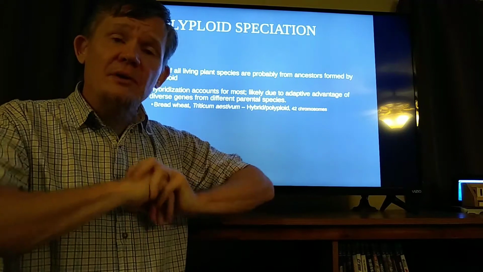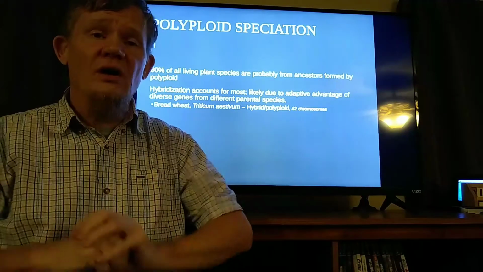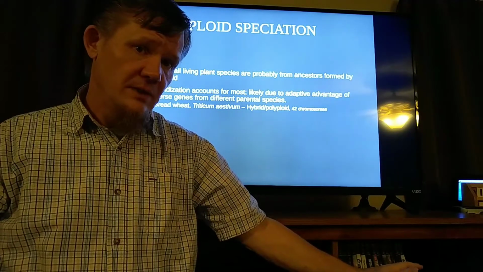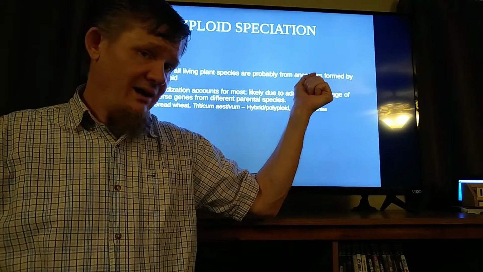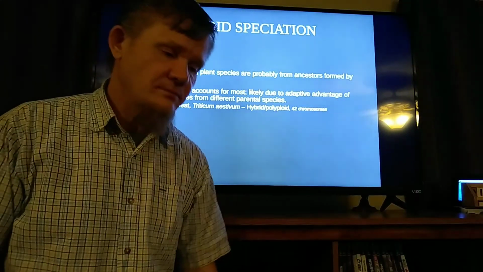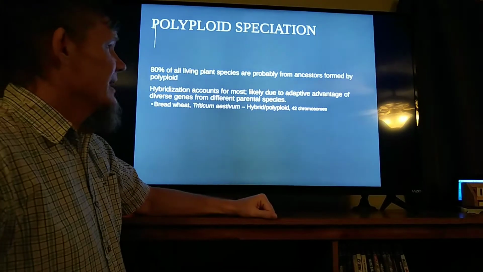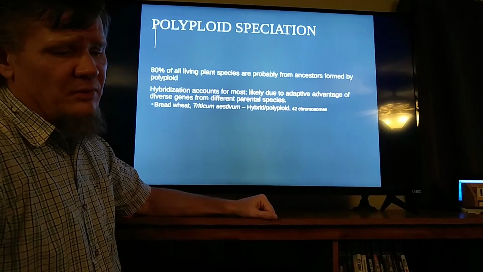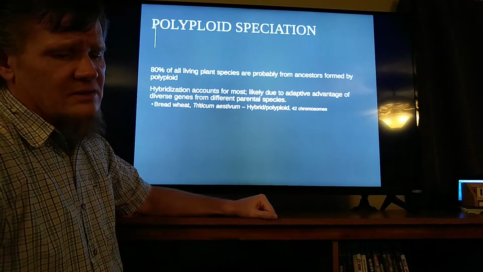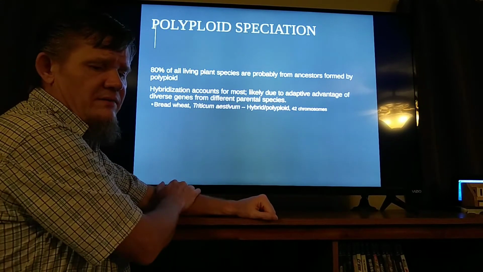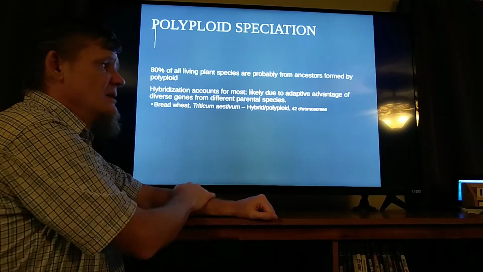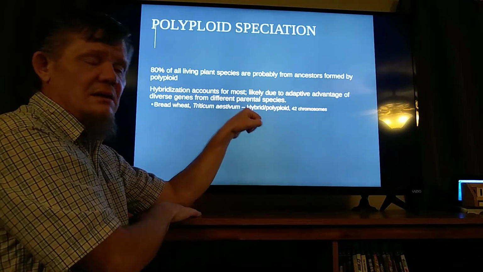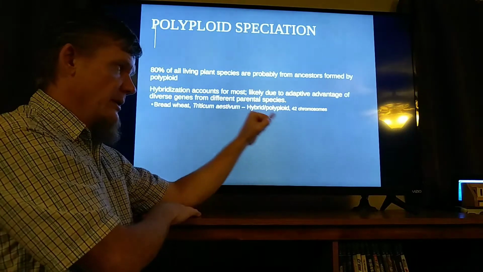Allow that to happen across several continents, across thousands of years, and we end up with the things that we plant in our gardens today and the row crops that we grow. 80% of all living plant species probably came from ancestors that were polyploid. Hybridization accounts for the diverse genes that we see in many different plant species. Bread wheat is a terrible, terrible polyploid.